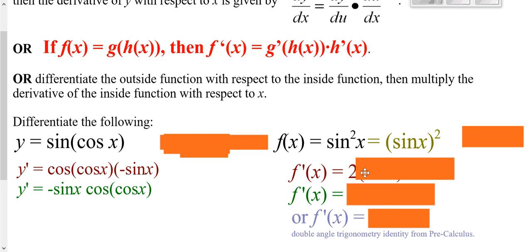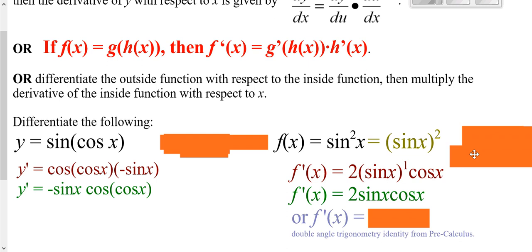We put that square, the 2, in front, decrease the exponent by 1, doing nothing to the inside. Then we got to multiply that by the derivative of the inside. Well, the derivative of sine, you know, is cosine. Well, we could just write this without the parentheses.